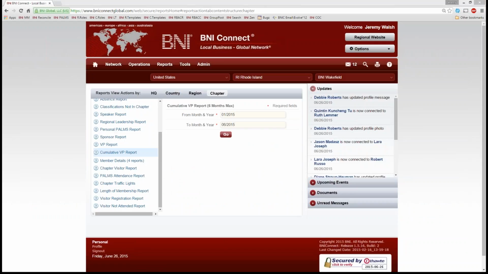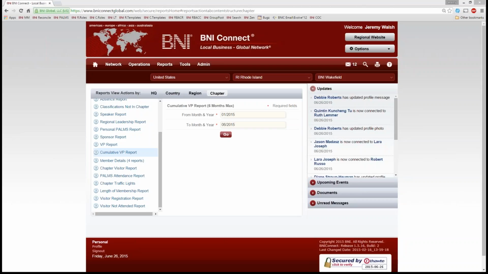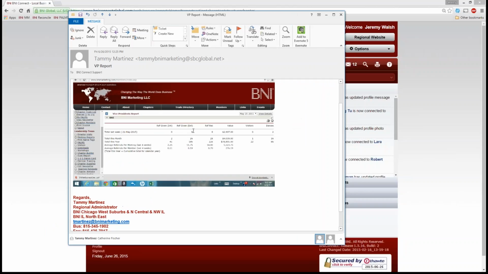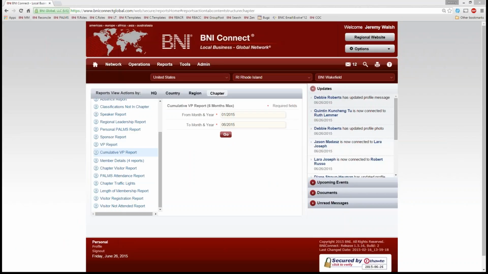So Tammy has a question about seat value, and she did send me a screenshot earlier of a report that, for those of you that have migrated over from web, a report that you guys used to have in web, which was this particular report, the VP report in web. Looking at this report in web, that is a great report. It gives you your totals for the month and the year and the average referrals and the average thank you for closed business. I'm afraid that would have to be done manually right now in BNI Connect.